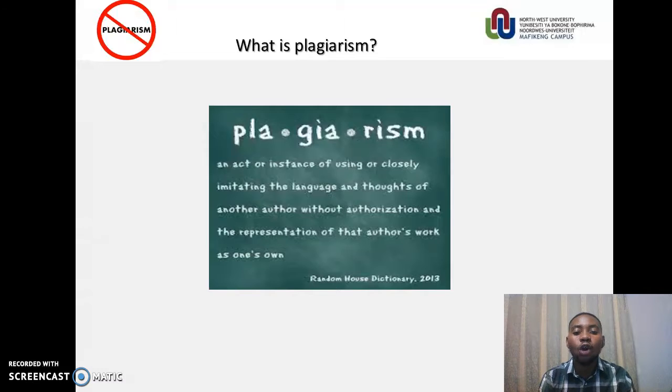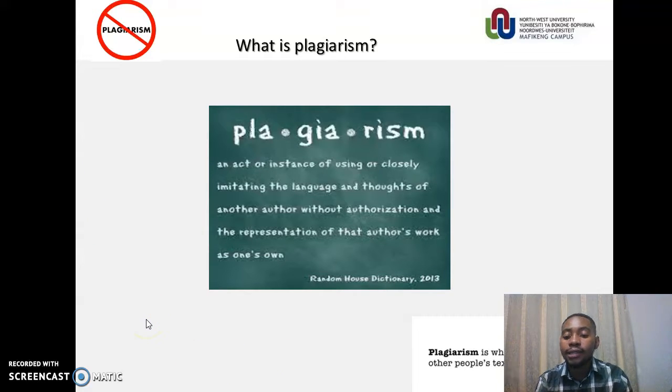Plagiarism is an act or instance of using or closely imitating the language and thoughts of another author without authorization and representation of the author's work as one's own. It can also be defined as when you pass off other people's text as your own.